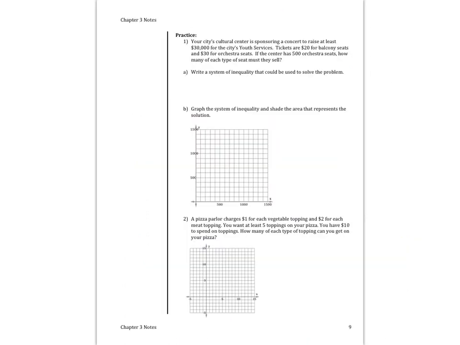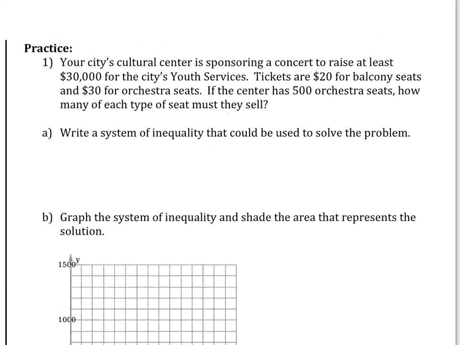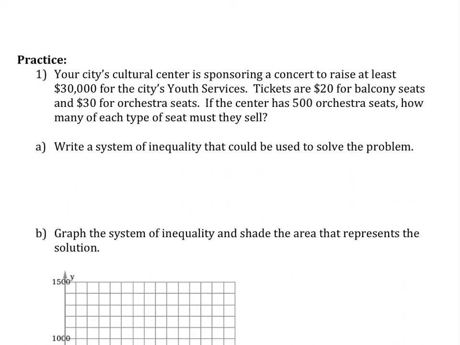All right, now let's bring it together. We're going to look at a system of inequality, but with a word problem. So let's look at the first question. Your city's cultural center is sponsoring a concert to raise at least $30,000 for the city's youth services. Tickets are $20 for balcony seats and $30 for orchestra seats. If the center has 500 orchestra seats, how many of each type of seat must they sell?